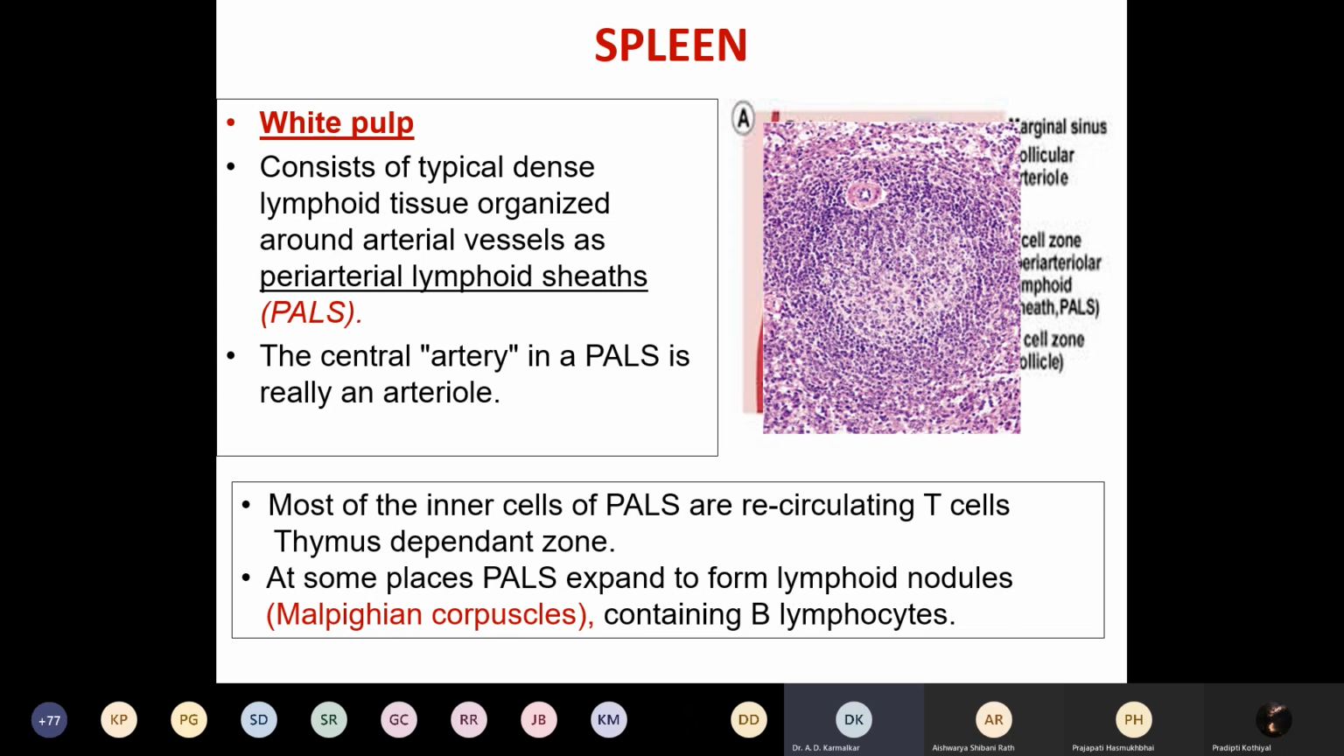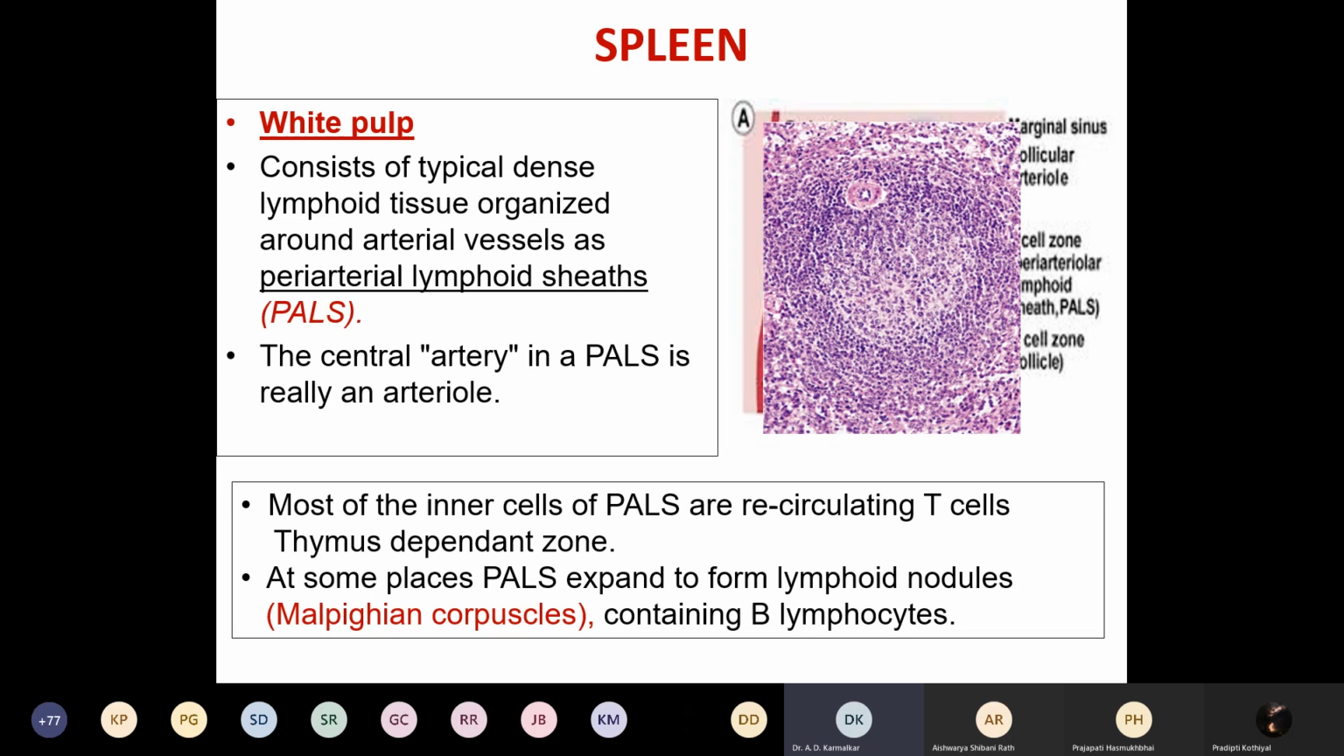So the periarterial lymphatic sheath has a central arteriole. Most of the inner cells of this sheath are T lymphocytes. At the periphery they are B lymphocytes, and altogether it forms the aggregation of lymphocytes, which is called a Malpighian corpuscle, which contains the B lymphocytes.